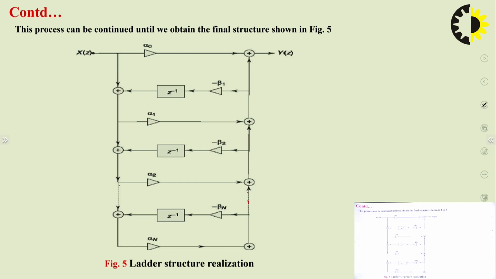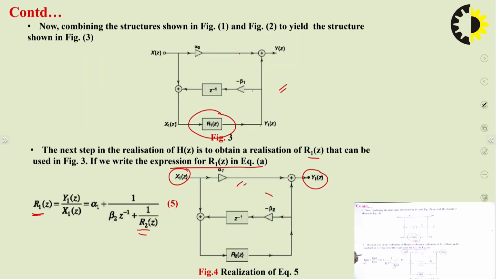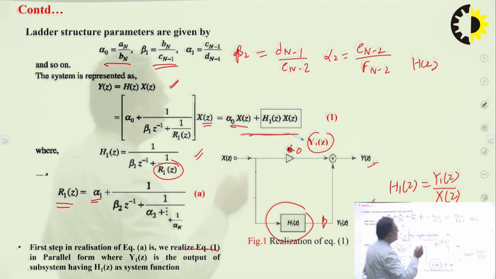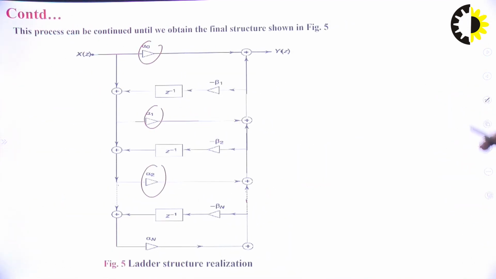The important thing is that in the feed forward path, these multipliers alpha naught, alpha 1 came, and in the feedback path you can see that delay elements will occur, multiplied by a multiplier with negative sign. So this is the generalized theory: how we obtain the continued fraction expansion, and with the help of that continued fraction expansion, how we realize a structure, that is this structure. So this is one complete problem.